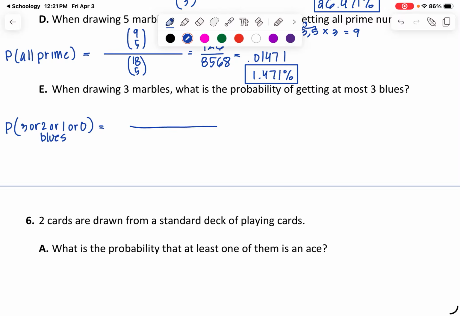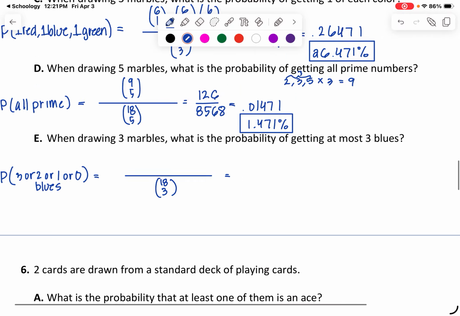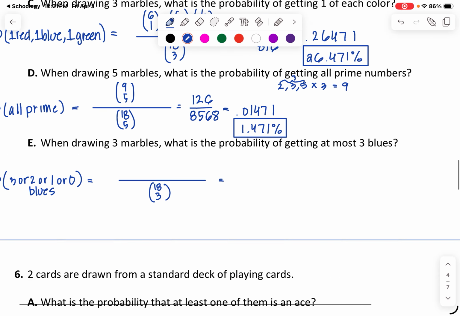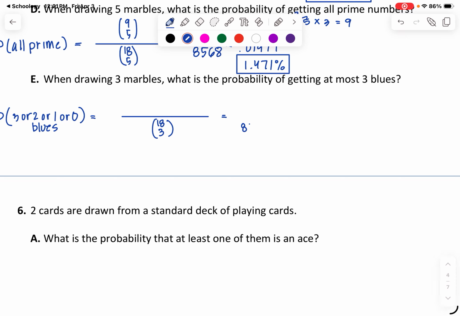Okay, so we are 18 choose 3 again. I always want to put a fraction bar there, which doesn't go there. And we already know that, so I'm not going to type that in my calculator. That is 816. All right, so the probability, I did it again. I told you I would, okay?